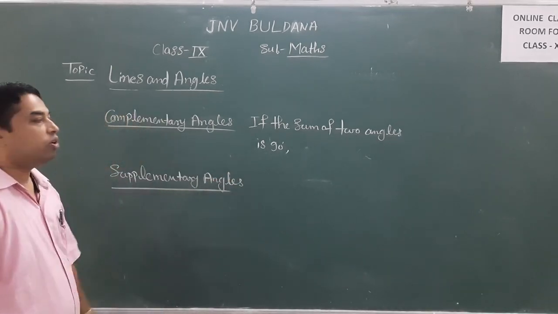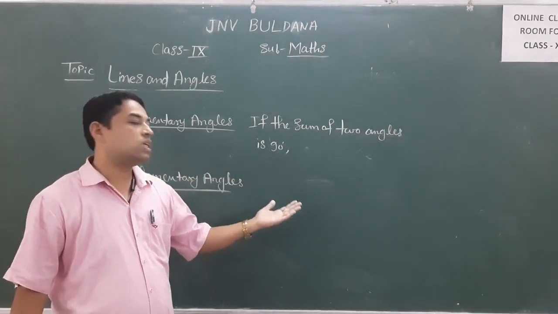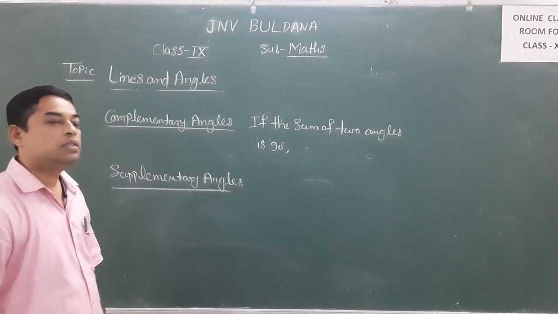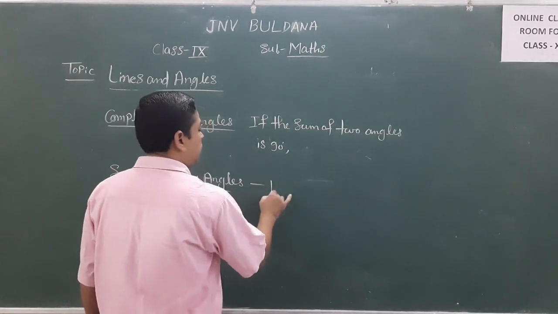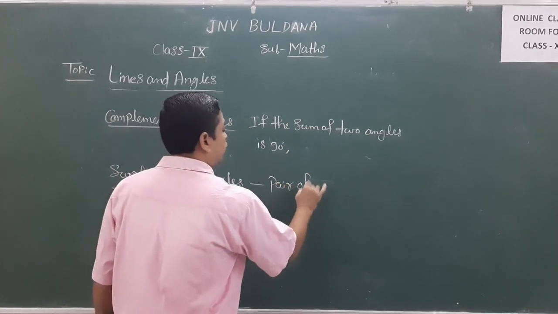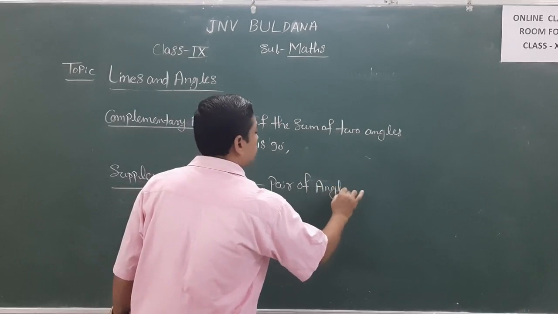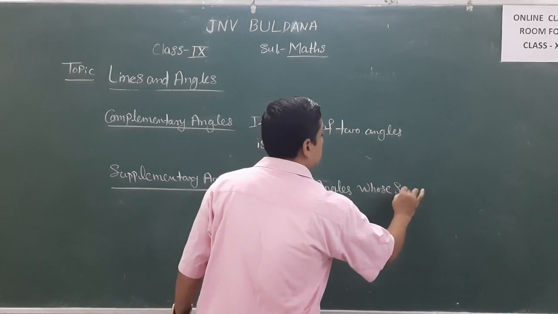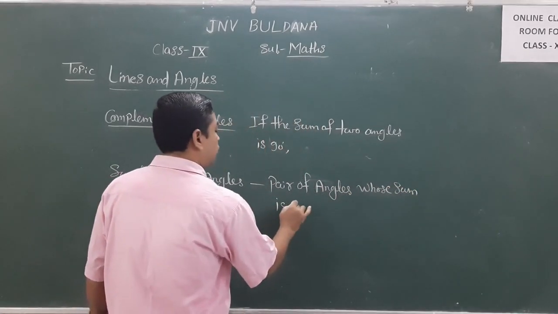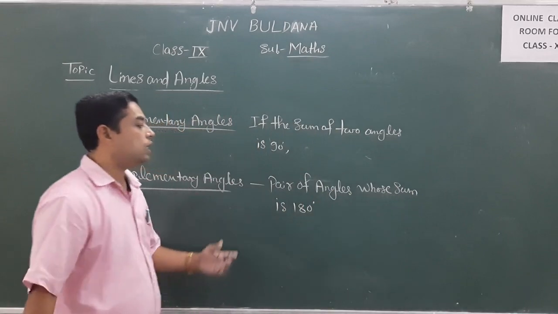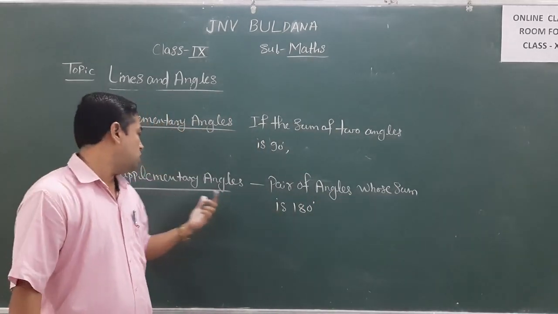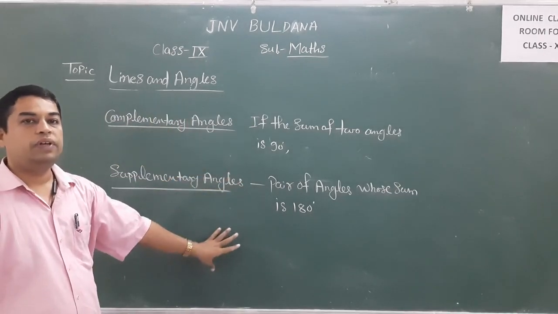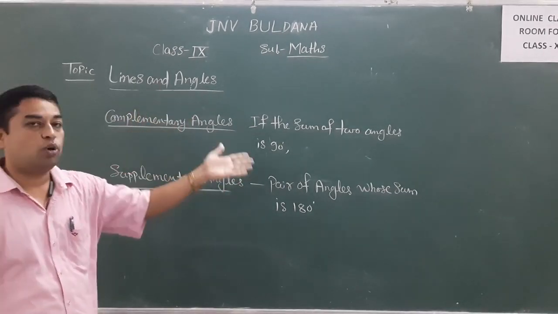So in short, we are doing the region. Angles whose sum is 180 degrees, that is called supplementary angles. Pair of angles whose sum is 180 degrees. ऐसे दो एंगल जिनका सम 180 डिग्री होगा, that is called supplementary angle. This is complementary angle. So this is all our revision before starting our main topic, line and angles.